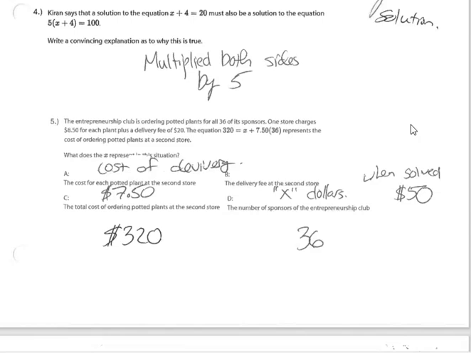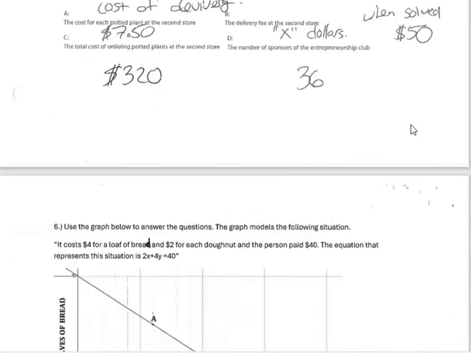It's asking the cost for each potted plant. I thought it wanted you to look at the equation and look at the numbers and figure out which one was the cost of the plant, which was $750. You have 36 people, so that was the answer to D, and the total cost was $320. But I misinterpreted the question.